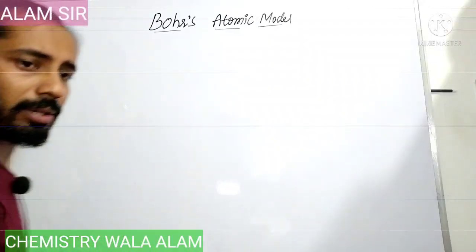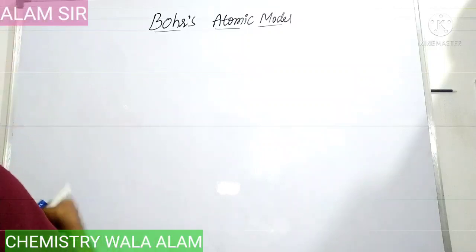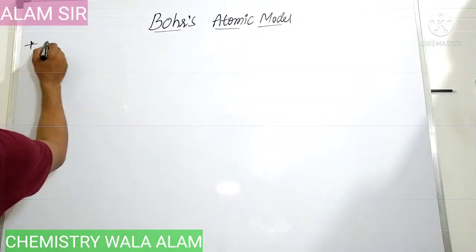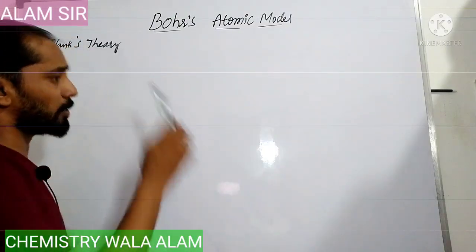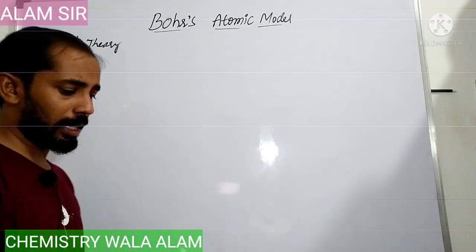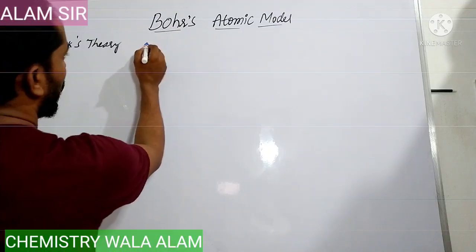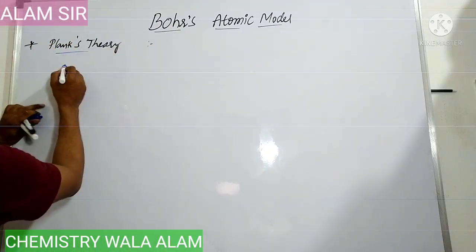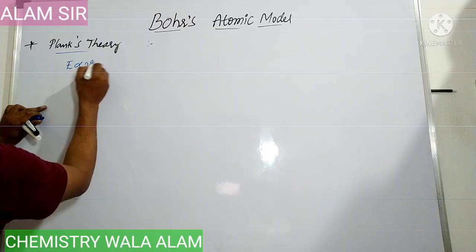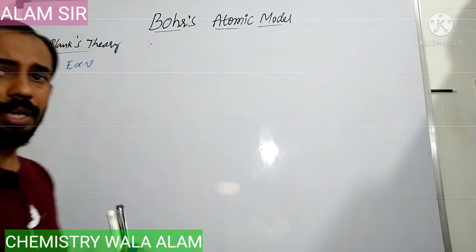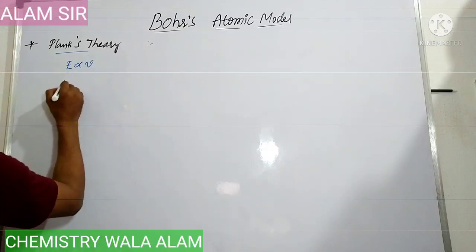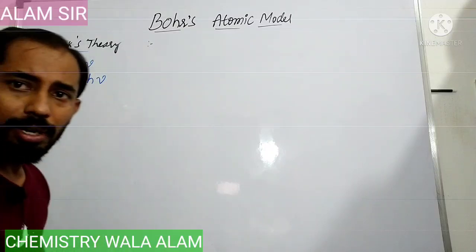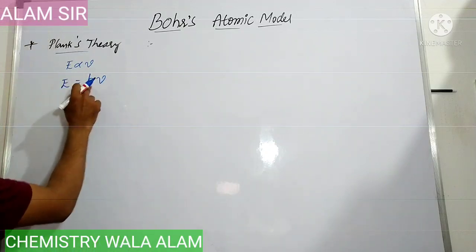First of all, the basis for this atomic model is Max Planck's theory. Based on Planck's theory, Niels Bohr proposed this model. Planck's theory says that the energy of radiation is directly proportional to the frequency of the radiation. Removing the proportionality, he gave a constant, so E = hν, where h is Planck's constant.